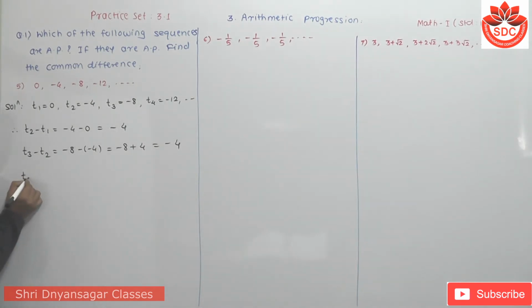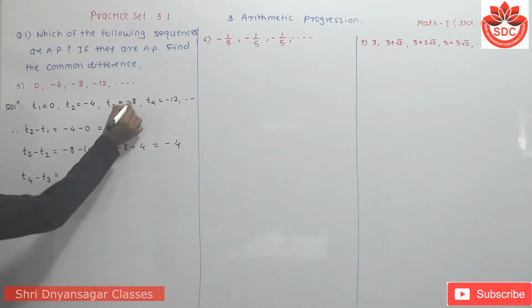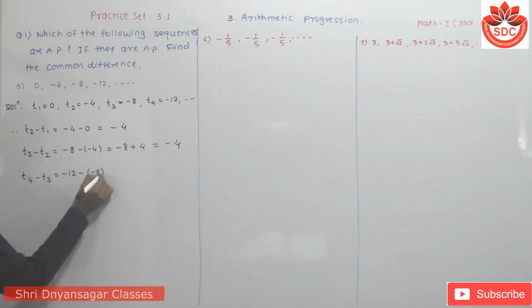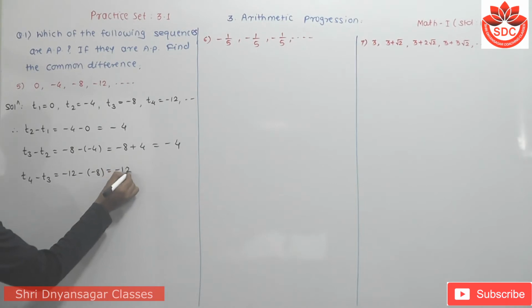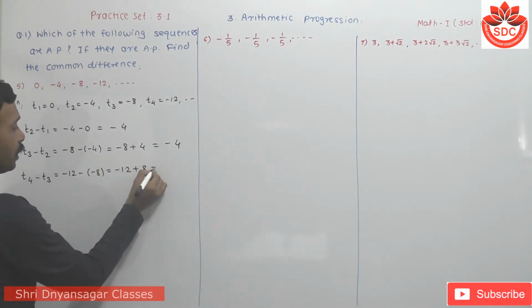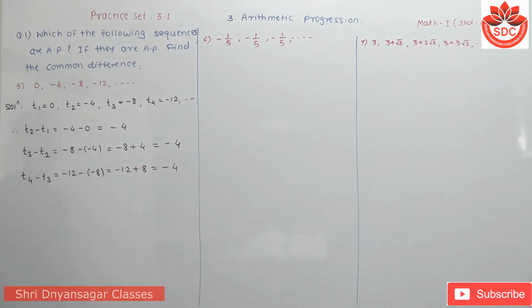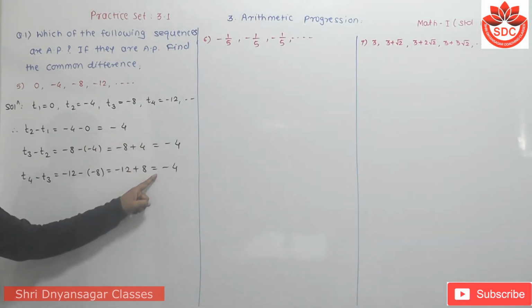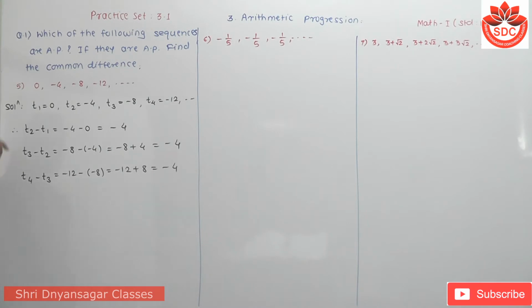Then T4 minus T3 is equal to T4 is minus 12, minus T3 which is minus 8, it becomes minus 12 plus 8 is equal to minus 4. When we observe carefully, the difference between any two consecutive terms is constant. It is minus 4. So the given sequence is an AP.